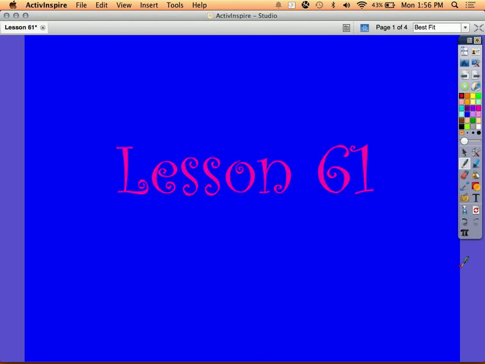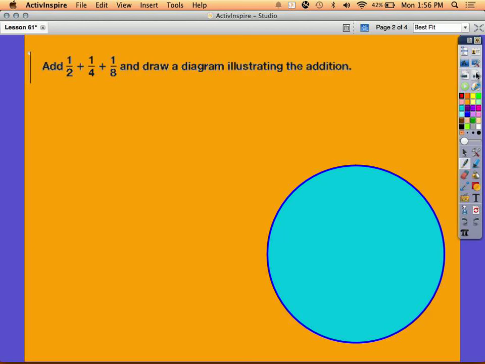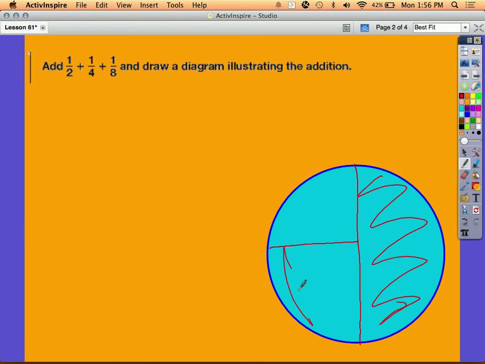61, we're going to talk about adding 3 or more fractions. So, it wants us to add 1/2, 1/4, and 1/8 and draw a diagram illustrating the addition. So, I'm going to add 1/2. So, I'm going to take this plus this 1/4 plus this 1/8.